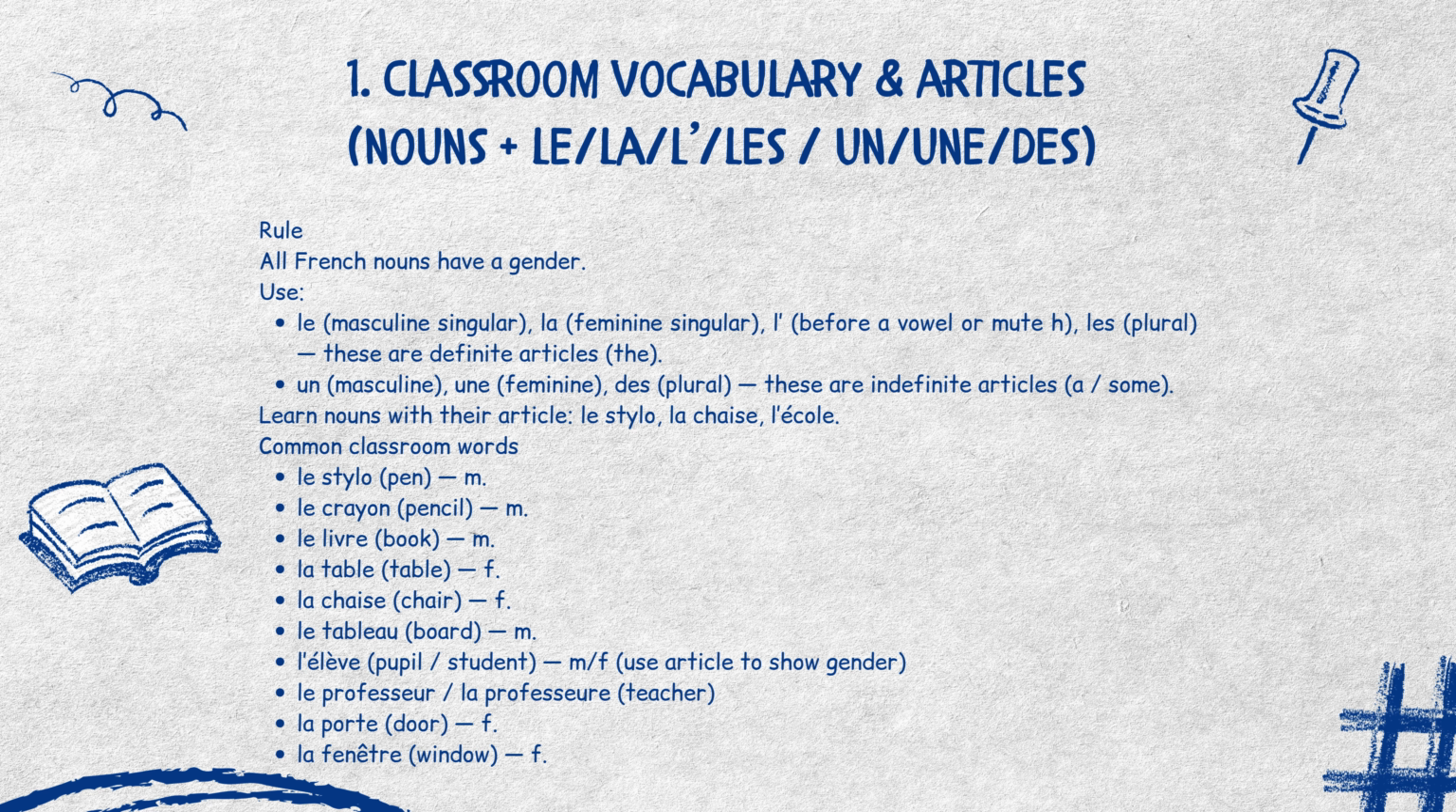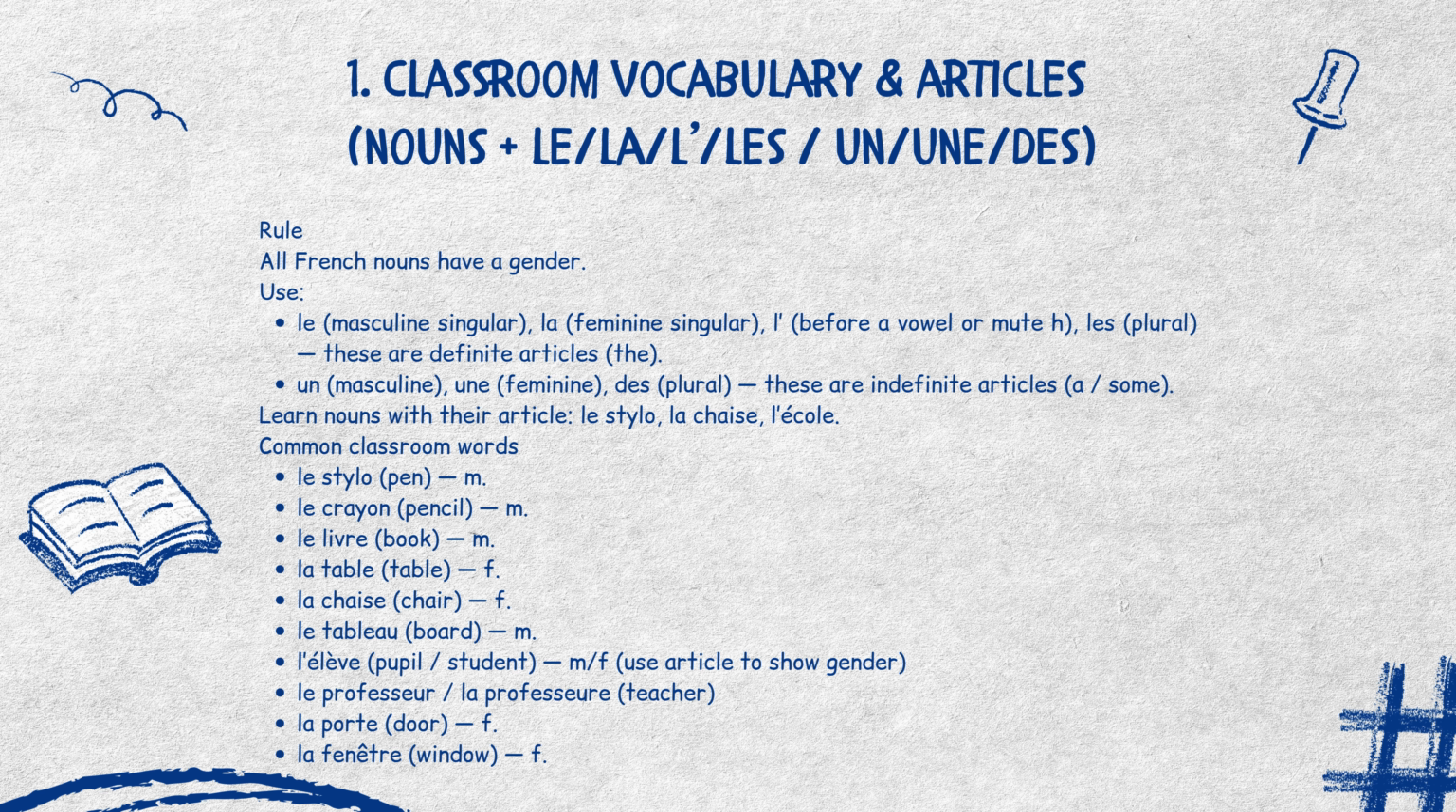Let's start with definite articles. They mean the in English. In French, there are four forms of the word the. One form is used for masculine singular nouns, for example, when we say the pen or the book. Another form is used for feminine singular nouns, like the chair or the table. A third form is used before words that begin with a vowel sound or a silent H to make pronunciation smoother. And the last form is used for plural nouns, both masculine and feminine, like the books or the chairs.